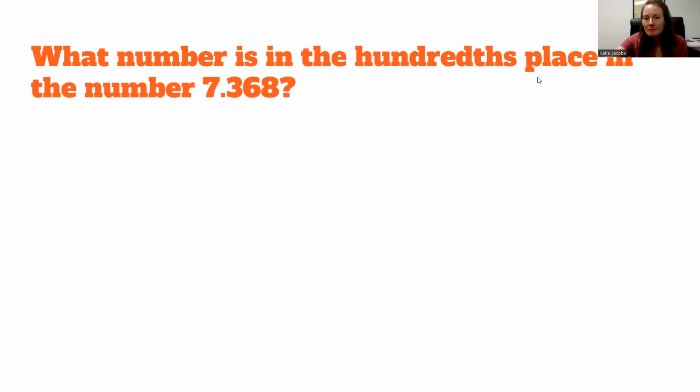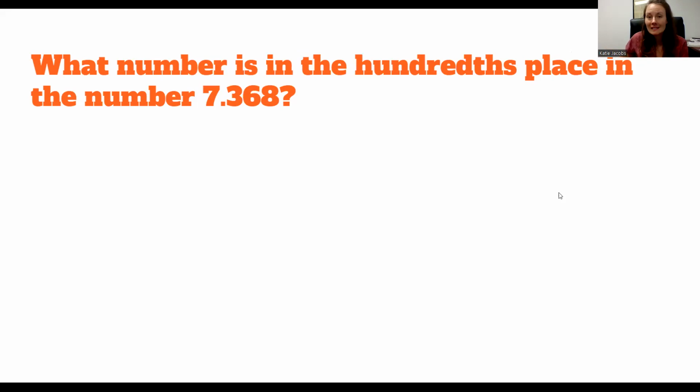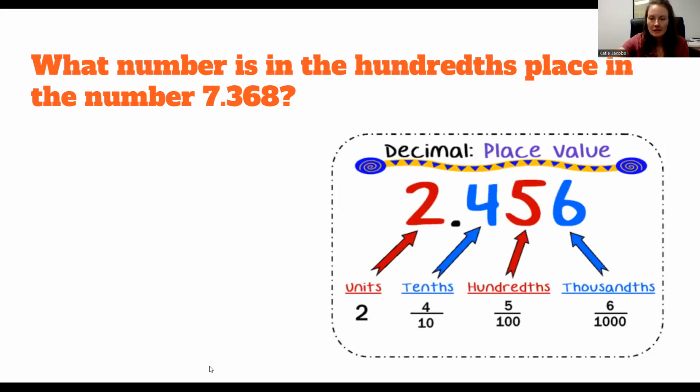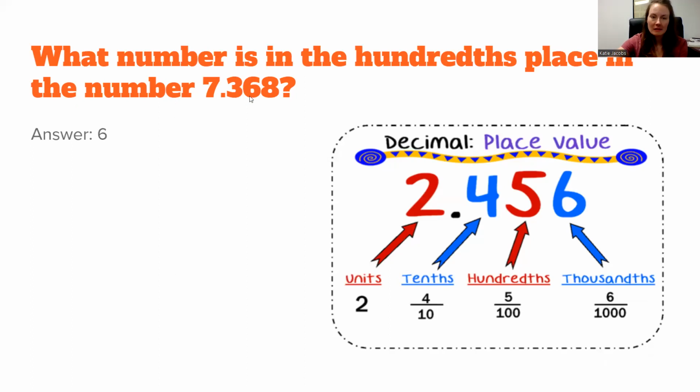Okay, so what number is in the hundredths place in the number 7.368? All right, so let's look at this cute little graphic here. So we see that 1 place past the decimal is our tenths place. 2 places past our decimal is our hundredths place. 3 places past our decimal is the thousandths. That's really hard to say for me, okay? But when we see here, so what number is in the hundredths place in the number 7.368? Our answer there is going to be that 6 right there.